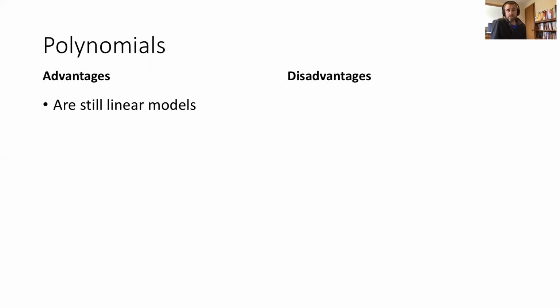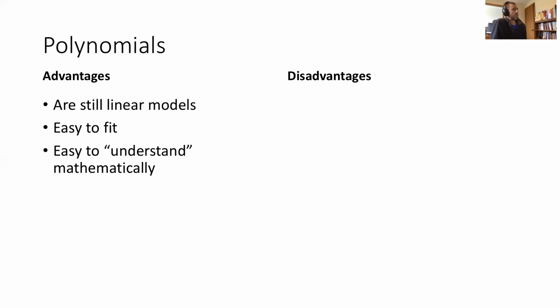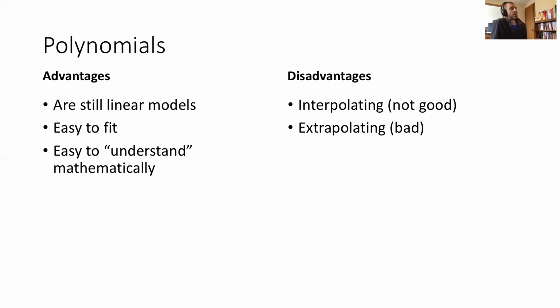So let's talk about polynomials before we talk about nonlinear models. Polynomials have the advantage that they're still linear models. They're easy to fit. You just fit a linear model, basically. They're easy to understand mathematically what's happening. But I just showed you an example where they're not particularly good at interpolating. They could be a little bit too wiggly. And they can be pretty bad at extrapolating beyond the data that you have.